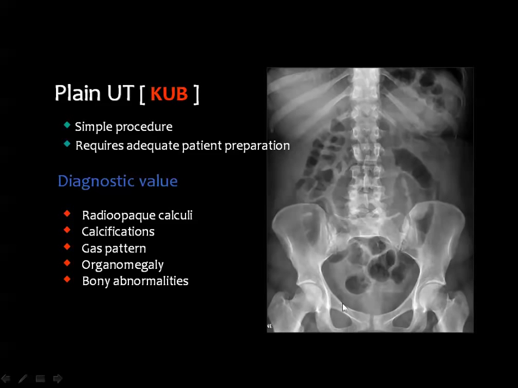The plain UT is the simplest one, and it usually requires some patient preparation in order to decrease the amount of food residue in the intestine and to improve the gas shadows within the abdomen. This plain UT is very valuable in diagnosis of radiopaque calculi, detection of calcium in the kidney or in the urinary bladder, and it also shows the gas pattern within the abdomen. It can also assess if there is an organ enlargement, and finally detect any bony abnormalities in the skeleton.